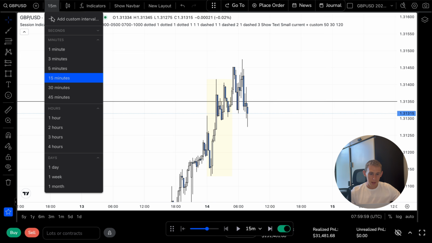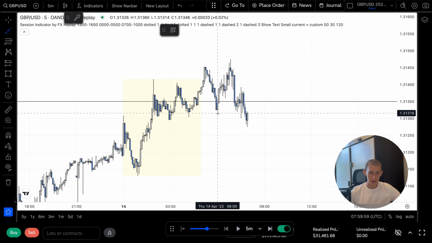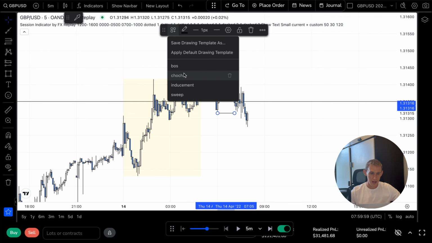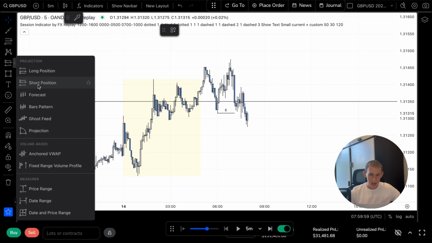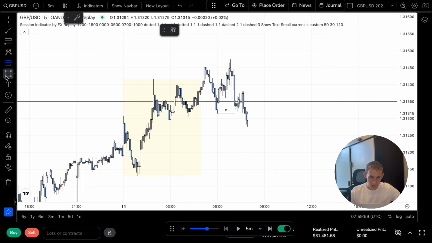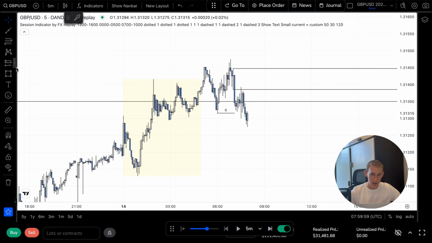Right, cool. So we've had price tap into our hourly supply, which was our POI. Price has now created a change of character just here. Asia high has also been taken out as a nice extra confluence. I played price slightly too quickly there again, but an entry on this imbalanced supply would have been the ideal entry. What I'm going to do here is see if price retests into it.